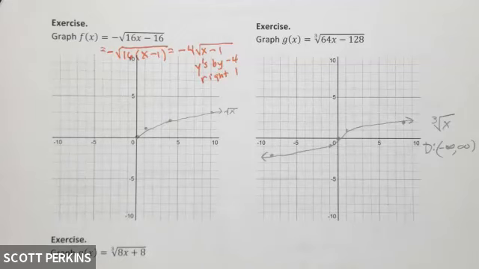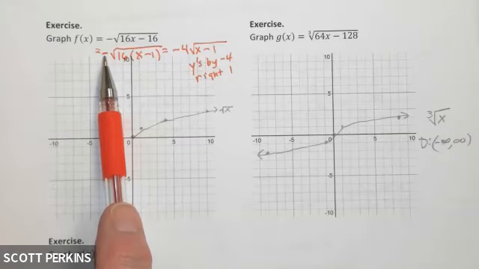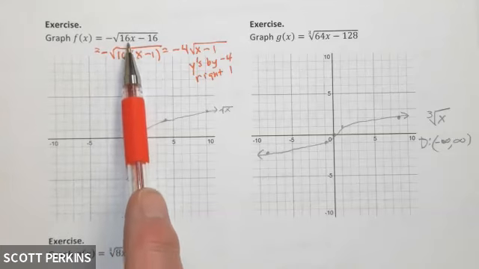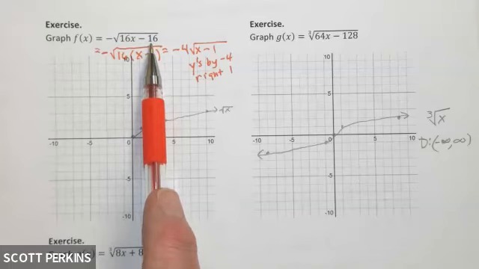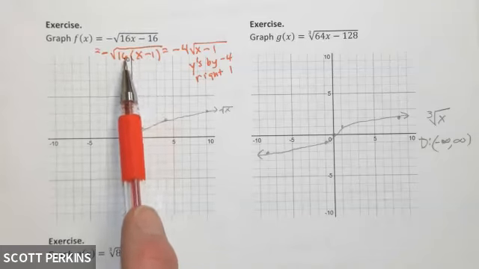The only difference in this problem with the previous ones is I've got a negative out in front of this one. It doesn't change anything procedurally. Underneath the radical, I factored out that 16. When I factor out the 16 from the 16x, I'm left with x. When I factor out the 16 out of the negative 16, I'm left with -1. According to the product rule of radicals, I can now take the square root of each of these things individually.